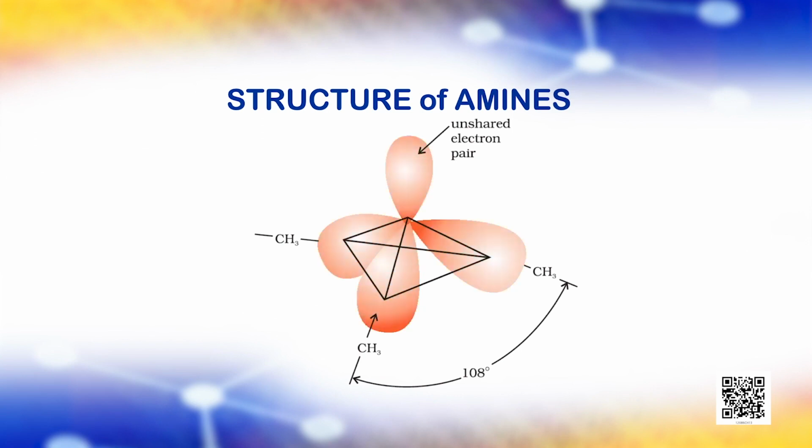Due to the presence of unshared pair of electrons, the angle between carbon, nitrogen and E, which can be a C or hydrogen, is less than 109.5 degrees. For instance, it is 108 degrees in case of trimethylamine. Due to the presence of lone pair of electrons on nitrogen atom, amines act as Lewis bases.